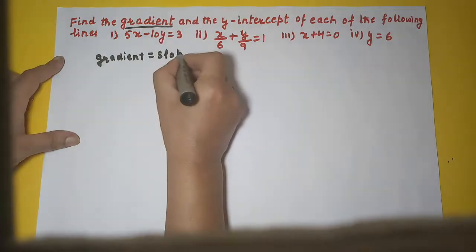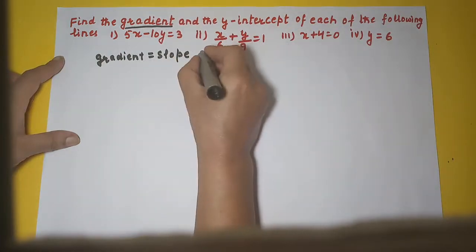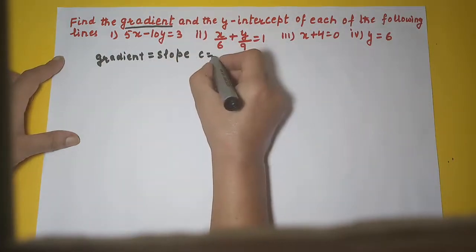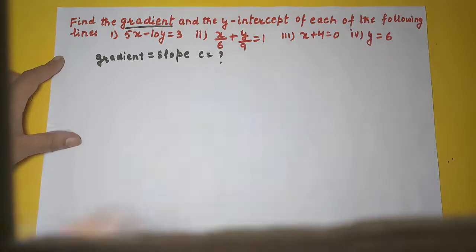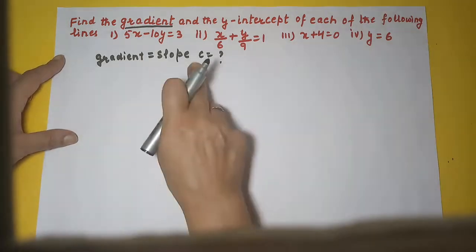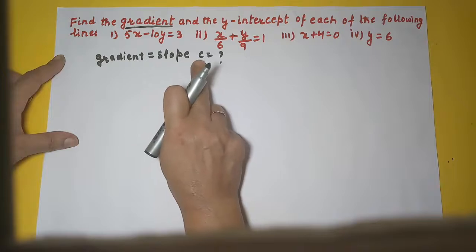And how do we represent y-intercept? Y-intercept is c. It's actually the distance cut off by the required line along the y-axis. That's why it's called y-intercept, and we represent it by c.